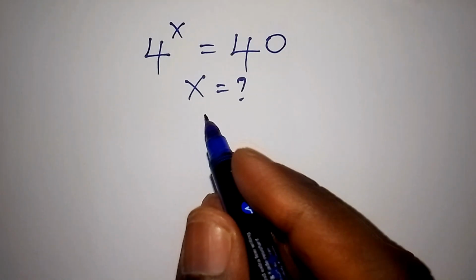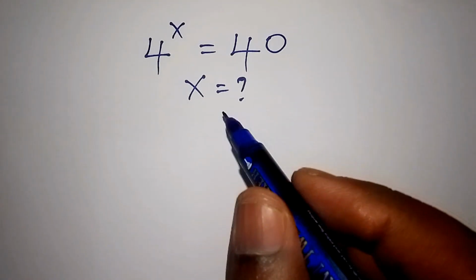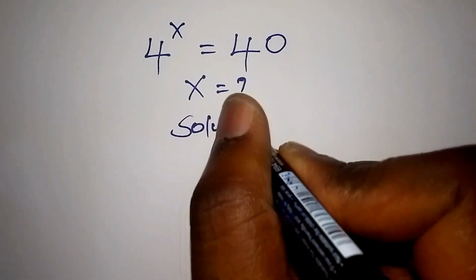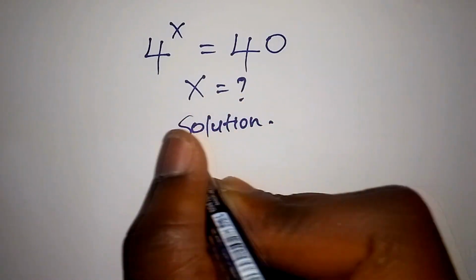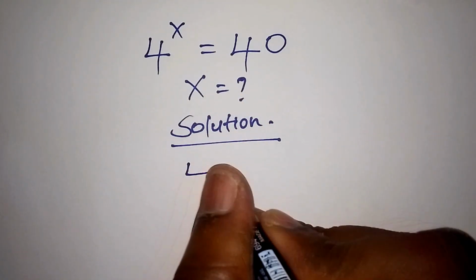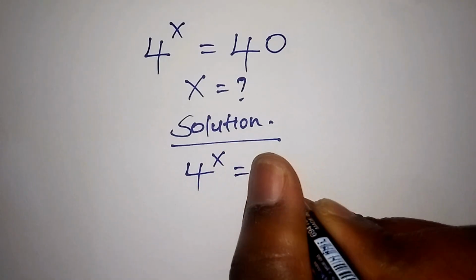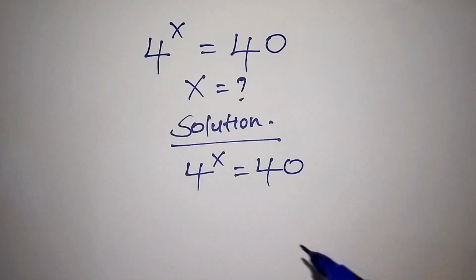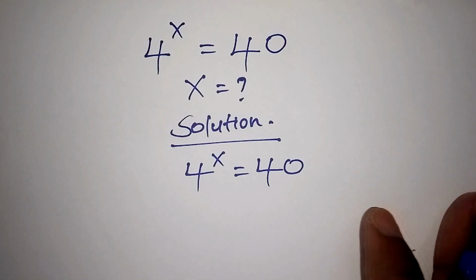Welcome, so that now we can solve this maths problem within the shortest time possible. So let's now start with the solution. On solving this maths problem, we have 4 to the power of x is equal to 40. So the first thing that we need to do is to introduce the log on both sides.